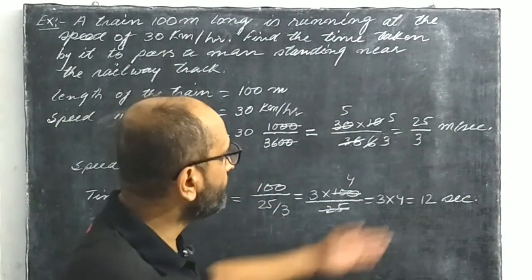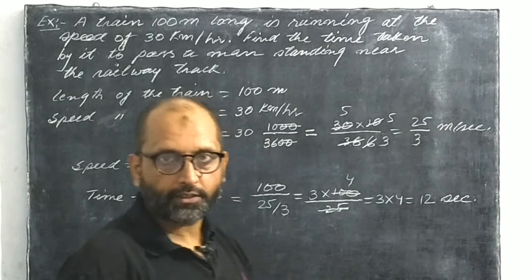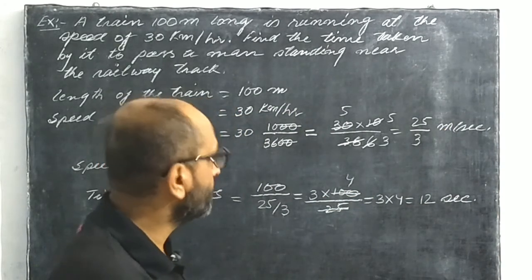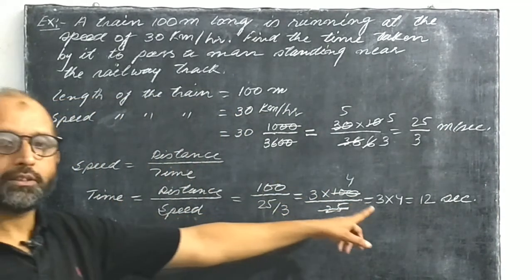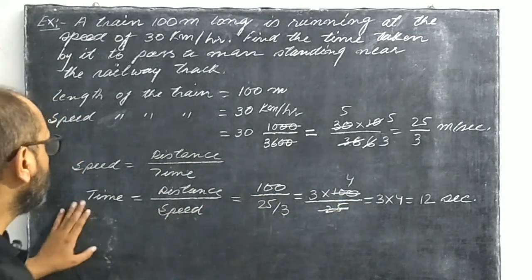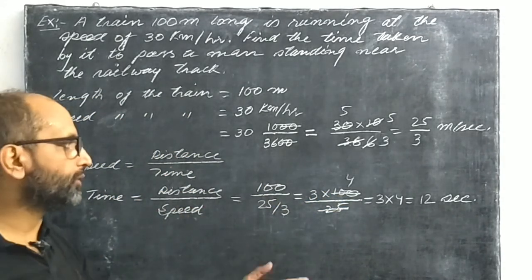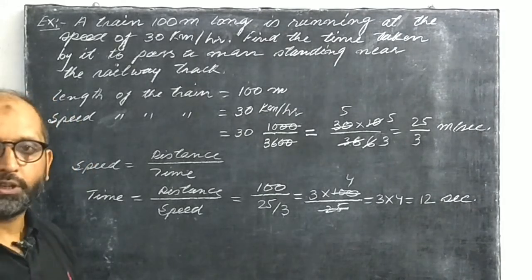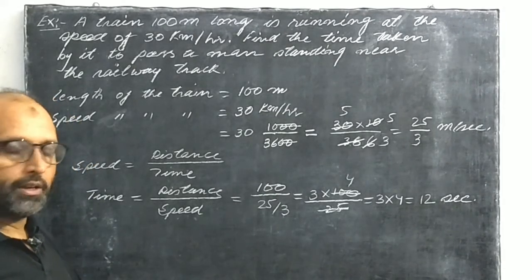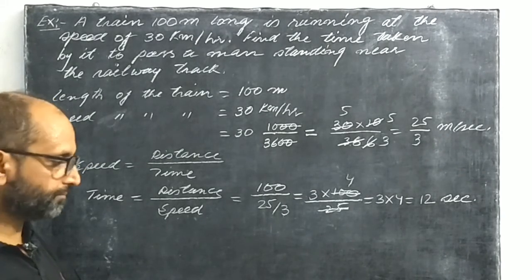Why seconds? Because we have used the speed in terms of meter per second. So if we have time, its unit must be second. So finally we have found the time taken by the train to cross over the man, that is equal to 12 seconds. So this is how we solve problems based on trains and their speeds.